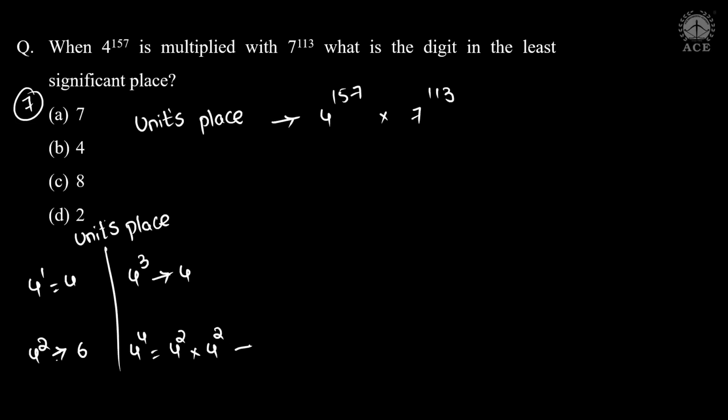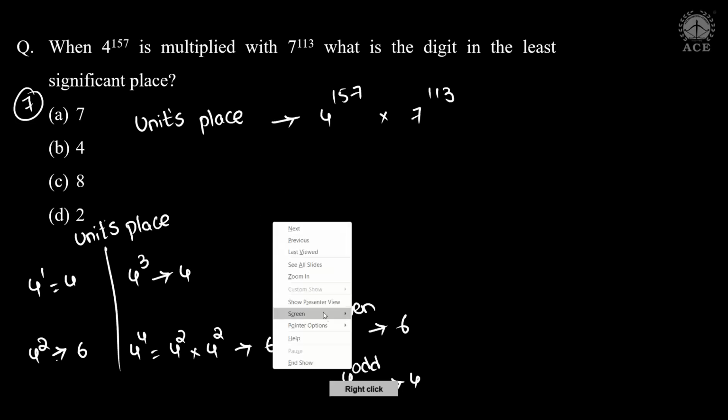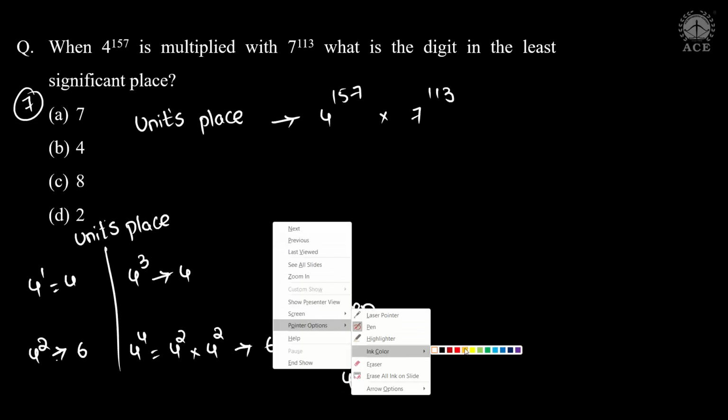16 into 16, ending with 6 only. Listen, if you analyze here, 4 power odd number is ending with 4. If you analyze both of these, 4 power odd number ends with 4, and 4 power even number ends with 6. Observe the powers: 4 power odd number, 1 and 3 are odd numbers, the result is 4. 2 and 4 are even numbers, the result is 6.